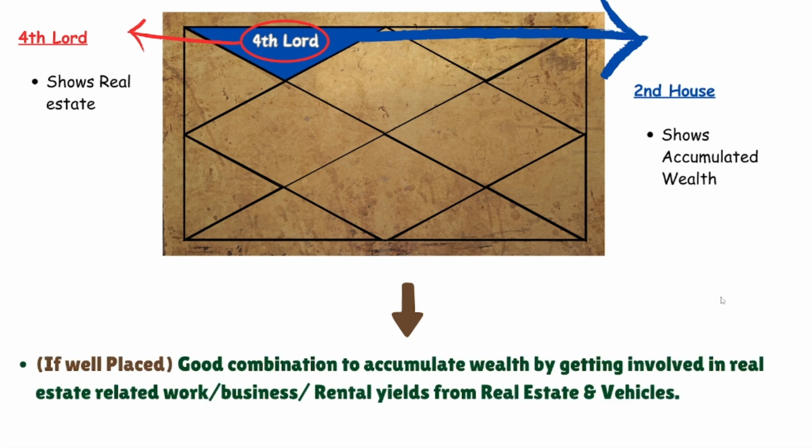Now, fourth lord shows real estate and the second house shows accumulated wealth. So if this is a well placed combination, then this is a good combination to accumulate wealth from real estate related work or from business. This is also a business placement.